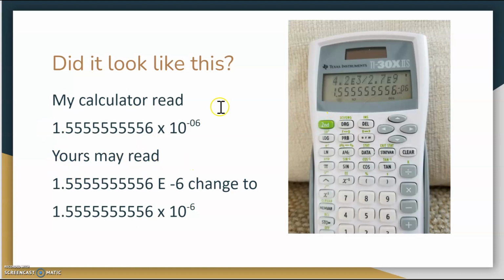Yours may read, if you don't have a times 10 to the nth key, yours might read 1.555 something 6 at the end, E negative 6. And then if it does, if you had to write that down, you're going to change it to the 1.5556 times 10 to the negative 6. We don't have to put negative 0.6. Did you get that? If you got some other exponent here, go back and try it again until you can get this exact answer, right?